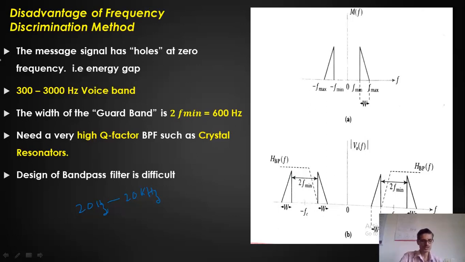Or if I take a voice band, the frequency range is 300 to 3000 hertz. So what we have here is a hole, or an energy gap. This is called the energy gap, or hole, at zero frequency. So this gap, say this is 20 hertz and this is 20 kilohertz. So this is the usual spectrum practically.